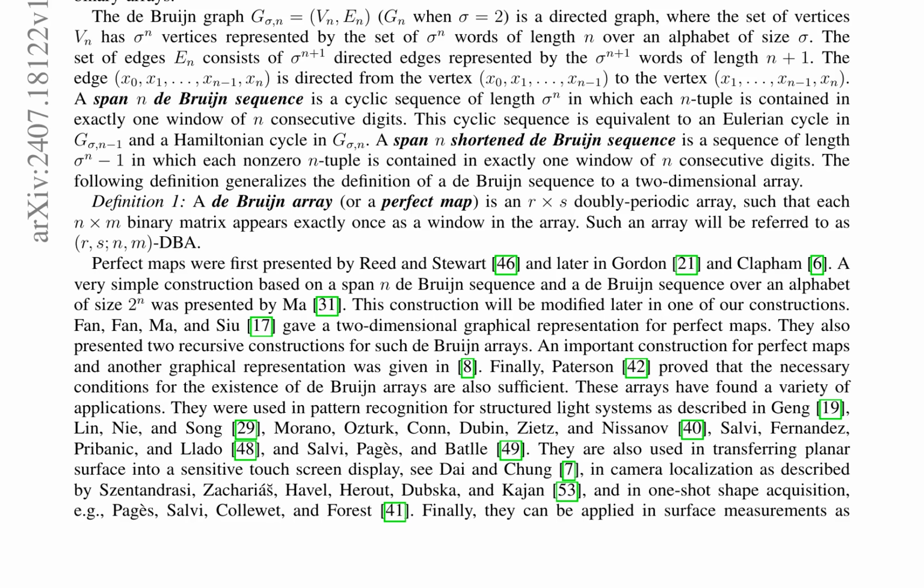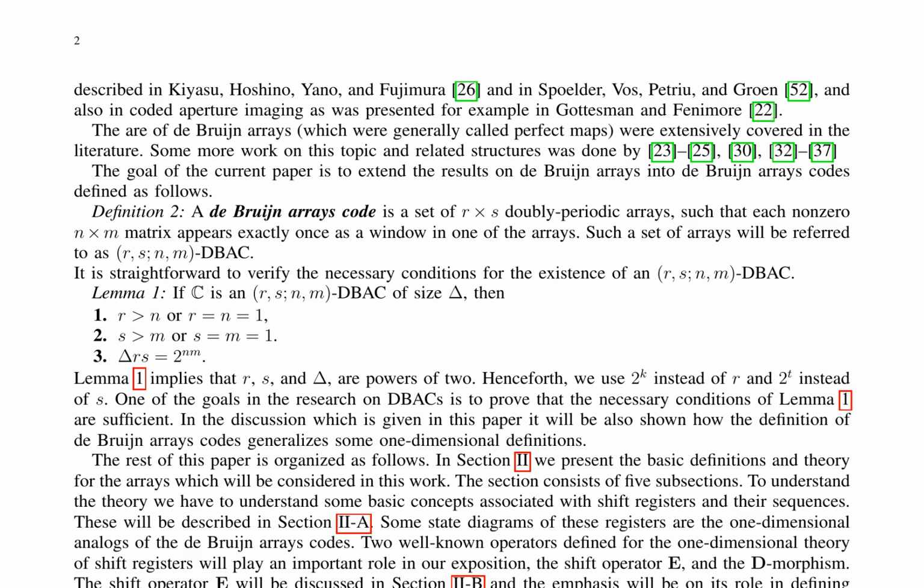This paper aims to provide necessary conditions for the existence of de Bruijn arrays, as well as direct and recursive constructions for such arrays. A framework for a theory of two-dimensional feedback shift registers is also suggested, analogous to unidimensional feedback shift registers. De Bruijn arrays have been extensively studied in coding theory, image processing, and cryptography, but this paper extends these results to de Bruijn arrays codes, defined as sets of doubly periodic arrays.